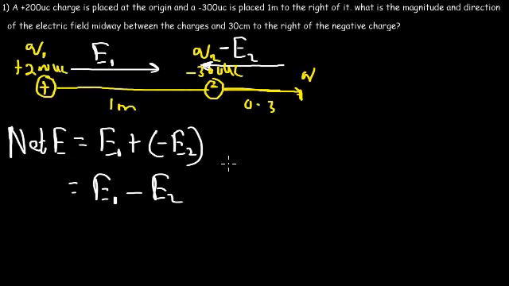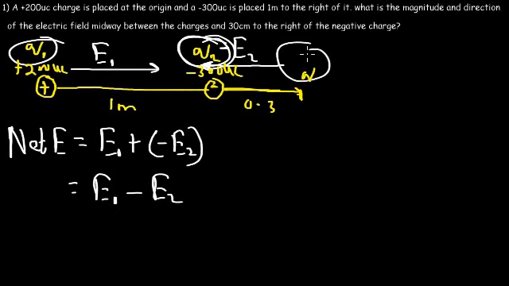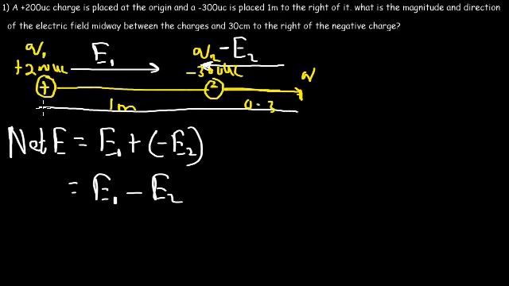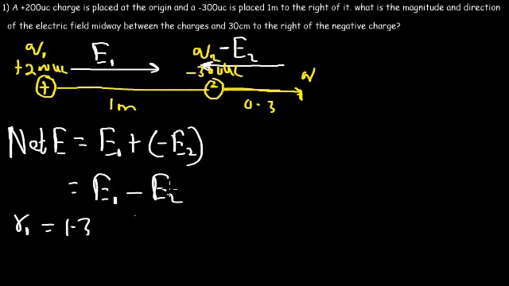Another thing you need to know is that to get the distance between Q1 and the given point, we need to add the distance between Q1 and Q2, and also the distance between Q2 and the point Q, because the distance between Q1 and the given point is from here to here. So therefore, R1 will be equal to 1.3. That will be 1 plus 0.3. And for R2, that will just be the distance between Q2 and the point Q, which is 0.3 meter. So many things change for the second problem.